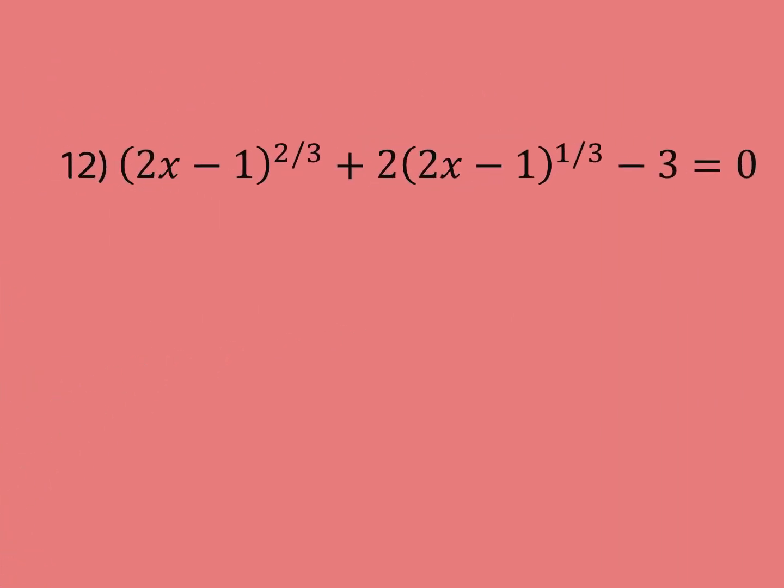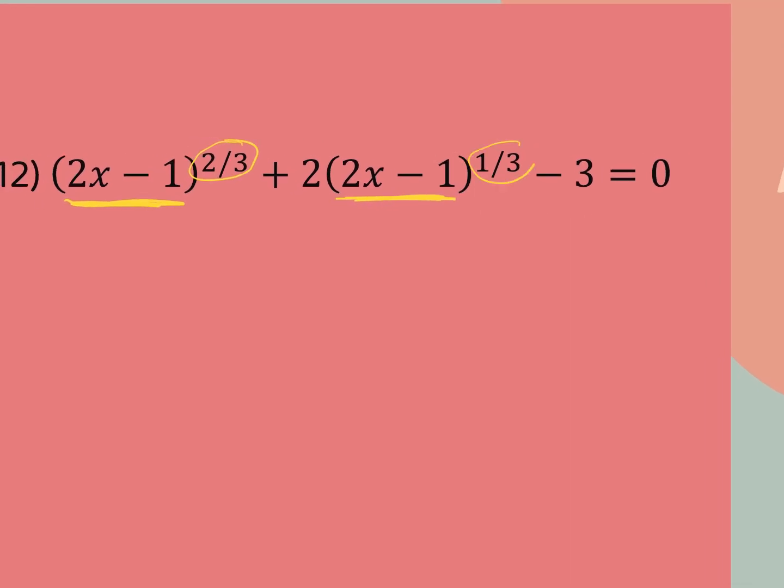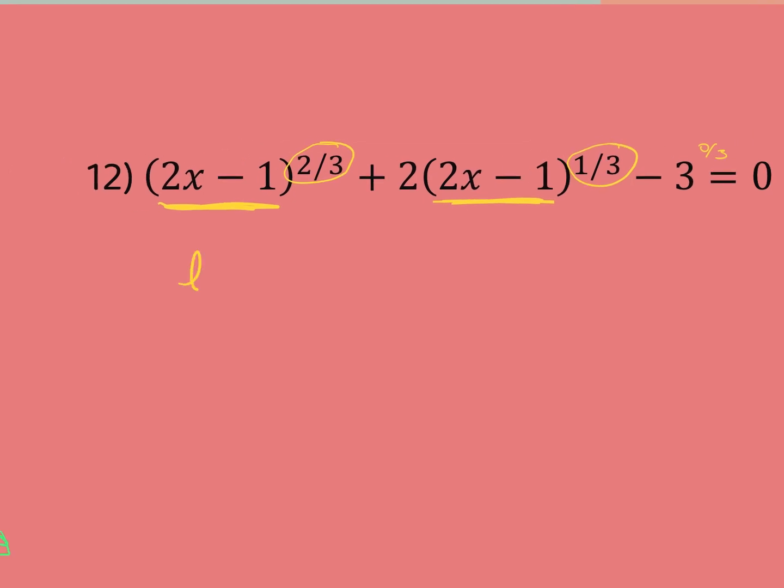So I look at number 12, and I say, okay, I have 3 terms. It kind of looks like a quadratic function. I have 2x minus 1 and 2x minus 1. This is to the 2/3 power. This is to the 1/3 power. Remember, we can say that this is to the 0/3 or 0 power. So I'm going to use substitution to help me make this problem a little easier. I'm going to say, let u equal whatever that middle term is, so 2x minus 1 to the 1/3 power. Now I'm going to replace my 2x minus 1 to the 1/3 power with my u's.